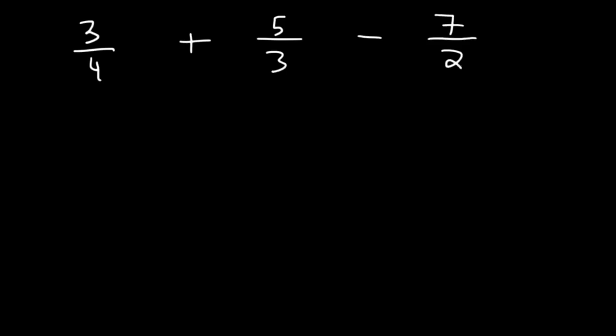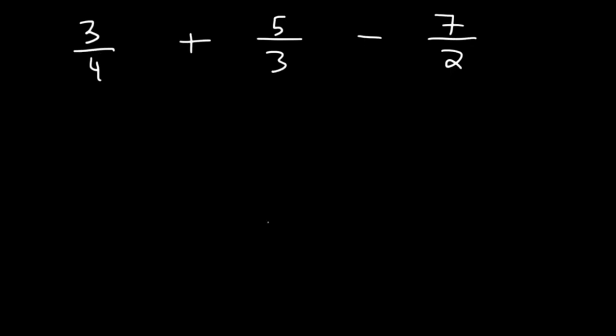Now what if we wanted to add or subtract, let's say, 3 fractions instead of 2? What should we do in this case? So let's say we wish to combine 3 over 4 plus 5 over 3 minus 7 over 2. Whenever you wish to add or subtract fractions, the denominator has to be the same. The denominator is the bottom part of the fraction, and right now they're all different. So how can we make them the same? How can we get the common denominator?